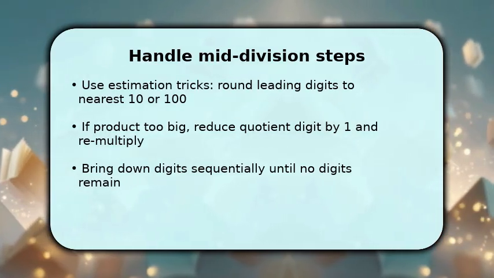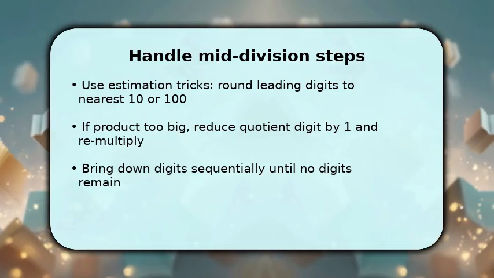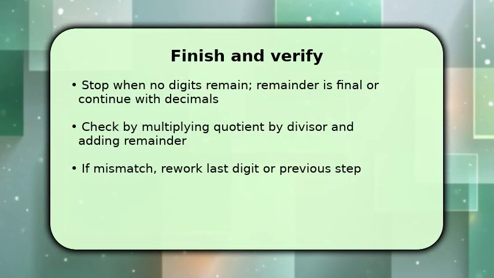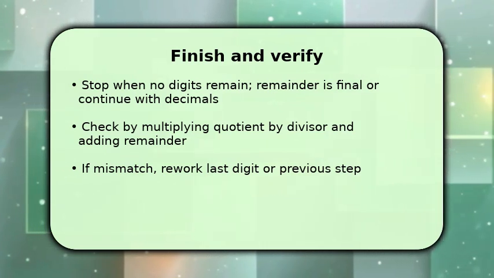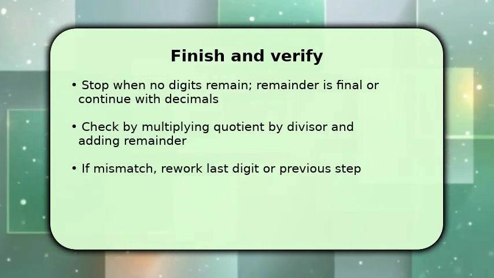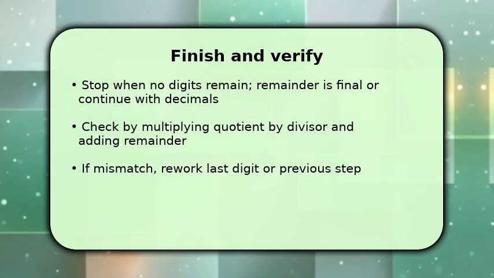You finish when there are no more digits to bring down. What remains is the final remainder unless you convert to decimals and continue. To verify, multiply your quotient by the divisor and add the remainder. The result must equal the original dividend.